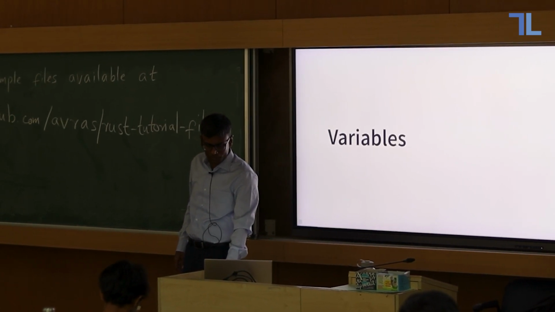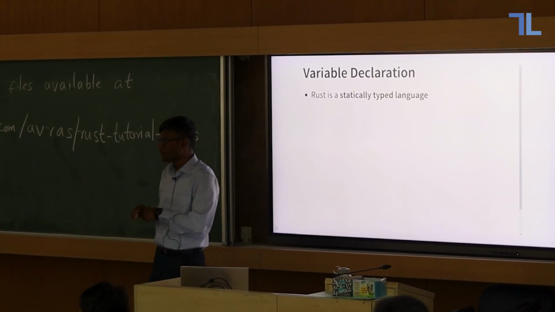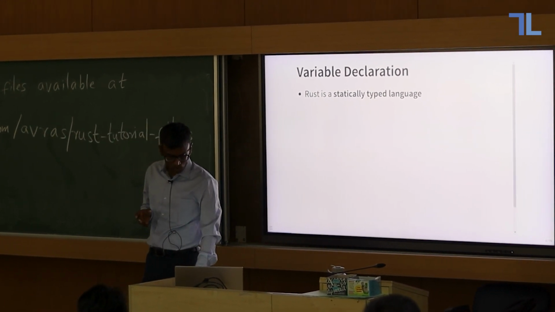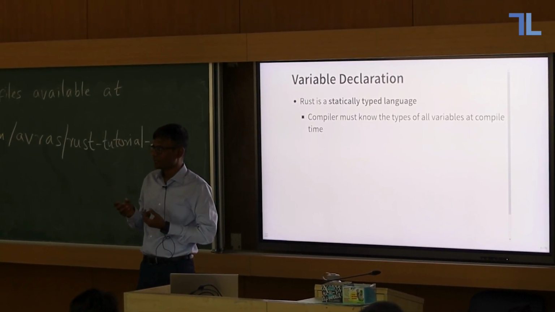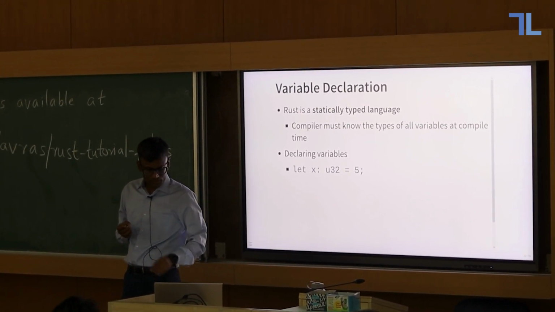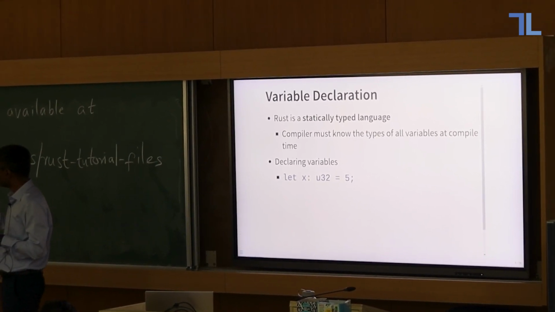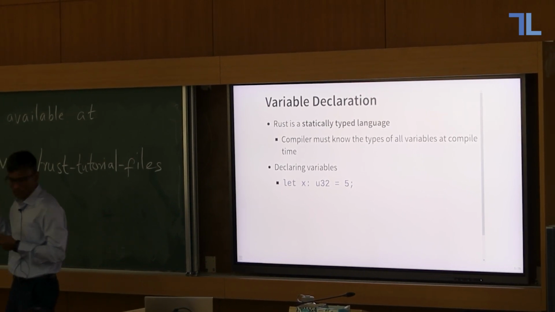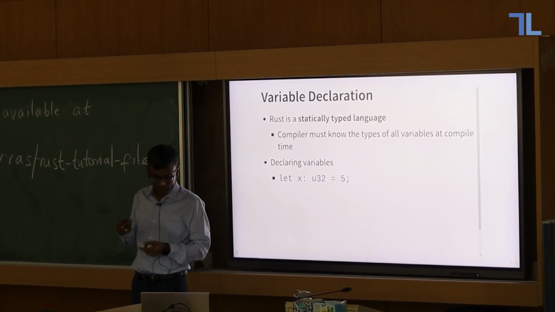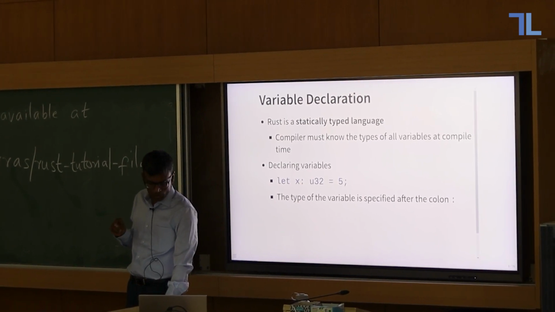So let's talk about variables. In any language, the first thing you do is declare some variables. The thing about Rust is that it is a statically typed language. What that means is that at compile time, the compiler needs to know the types of all the variables: are the variables integers or strings and so on. For declaration of variables, you use the keyword let. Then you give the variable name, then a colon, and then the type. Here the type of this variable is u32, and you're setting it to the number 5.